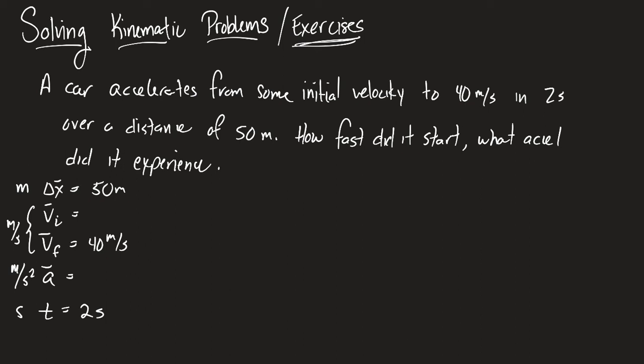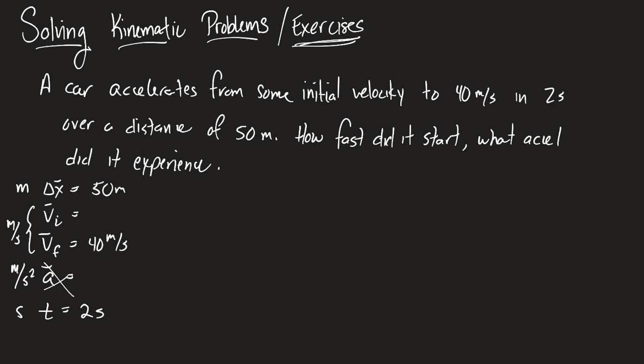And the first question wants us to find the initial velocity. So, in order to find the initial velocity, cross out the variable that you don't have and that you don't need. We don't have the acceleration, and we don't need to find it initially. So I'm crossing it out.